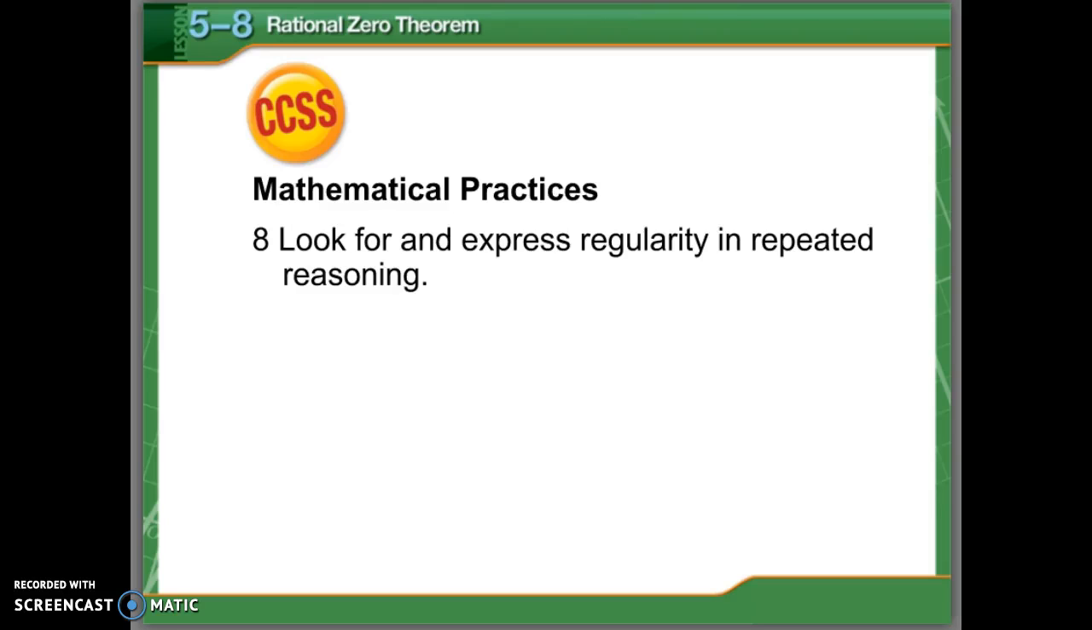All right, we are in Unit 2, Lesson 7. We're in Chapter 5, Section 8 of the textbook, and we're going to be talking about the rational zero theorem. We've got one mathematical practice that we're going to focus on in this lesson, and that is practice number 8, to look for and express regularity in repeated reasoning.